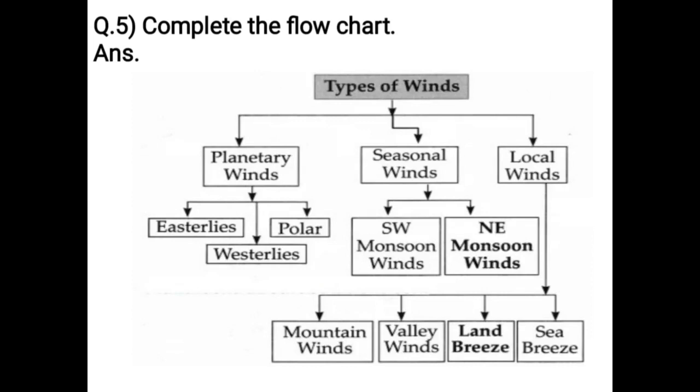Complete the flow chart. Types of winds: planetary winds, seasonal winds, local winds. Planetary winds are divided into easterlies, westerlies, and polar winds. Seasonal winds are divided into southwest monsoon winds and northeast monsoon winds. Local winds are divided into mountain winds, valley winds, land breeze, and sea breeze.